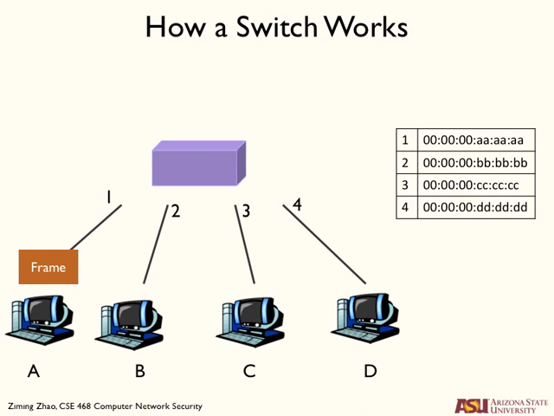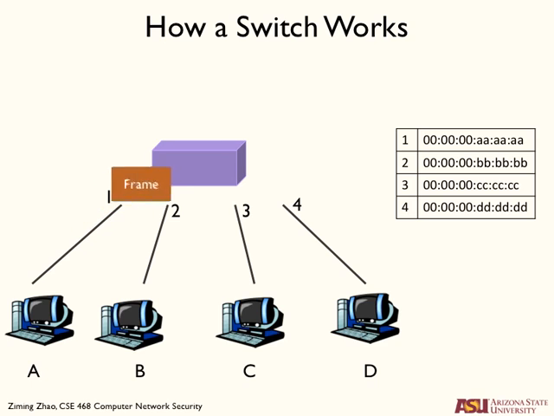So let's see how it works. In this case, we assume this switch has already built the switch table. So port 1 is mapped to the MAC address for machine A, and port 2 is mapped to machine B. When machine A wants to send a frame, it will send it to the switch. The switch looks up the table: oh, you want to send it to C, so I will only forward it to this port, not every port.